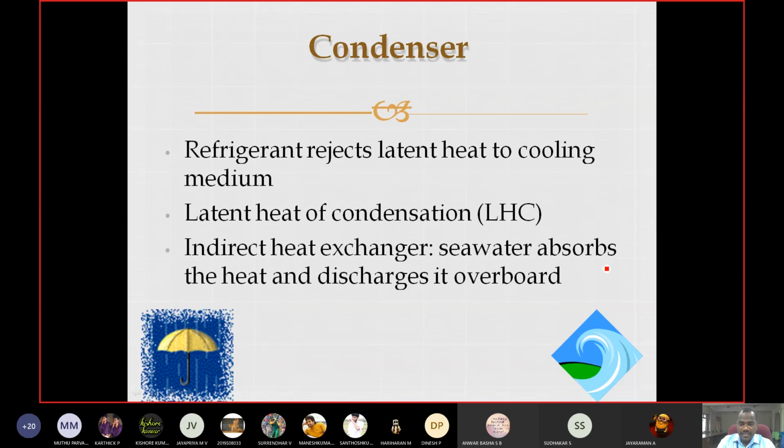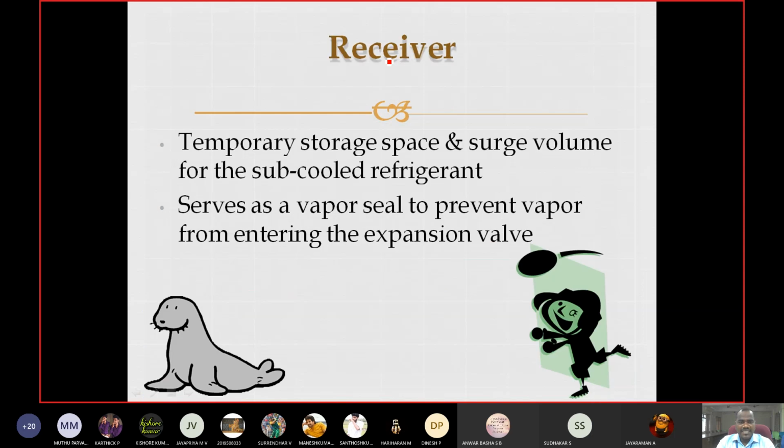The seawater absorbs the heat and discharges overboard. So this is the indirect heat exchanger, but we have different types of heat exchangers that will be discussed in the 5th unit. With the use of this heat exchanger, we can transfer heat in the condenser. The thing is, we have to transfer latent heat from the system.